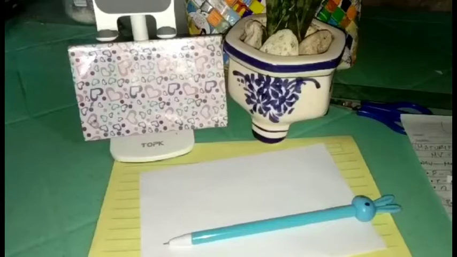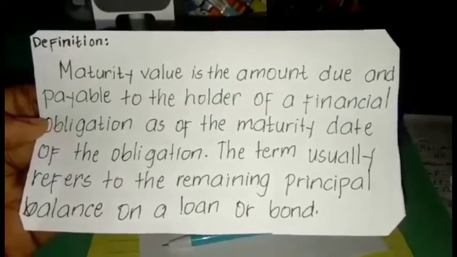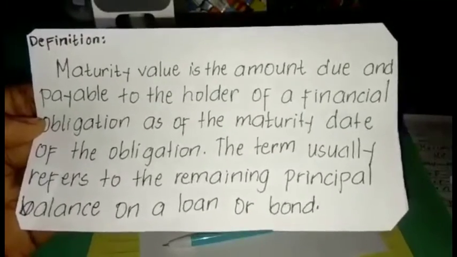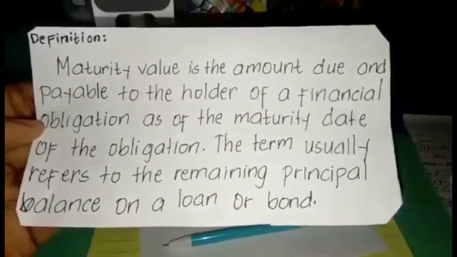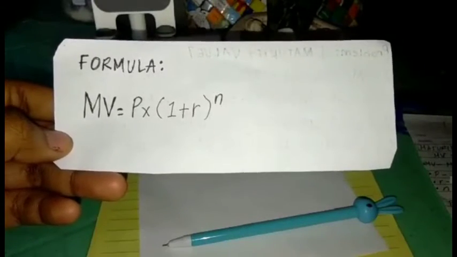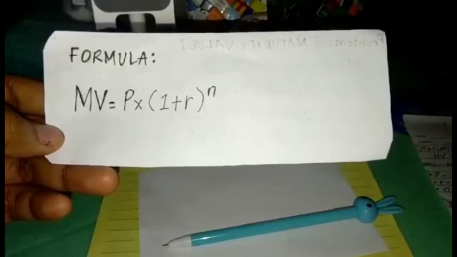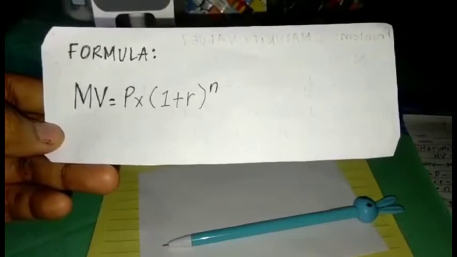Let's go for maturity value. So what do you mean by maturity value? Maturity value is the amount due and payable to the holder of a financial obligation as of the maturity date of the obligation. The term usually refers to the remaining principal balance on a loan or bond. The formula for the maturity value is maturity value equals principal amount times (1 plus interest rate) raised to the power of n, or the number of corresponding years.